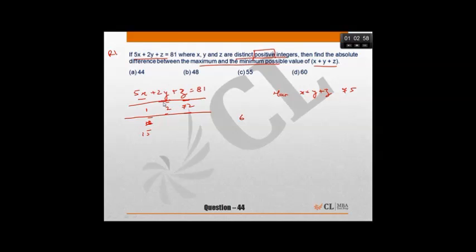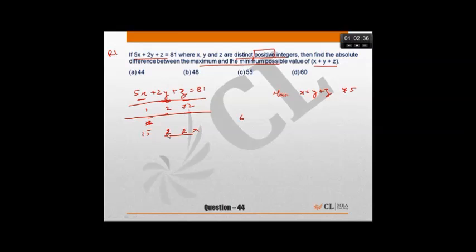So I want the maximum, so I'll put the maximum possible here. 3 2s are 6, but 0 is not possible, so 2 2s are 4, and z also 2. So this is again not right because both of these have to be different, so this cannot be the answer. But have I made a mistake? Let me just check once again.